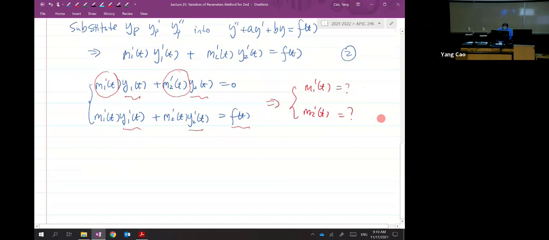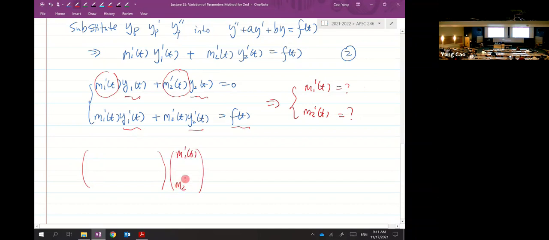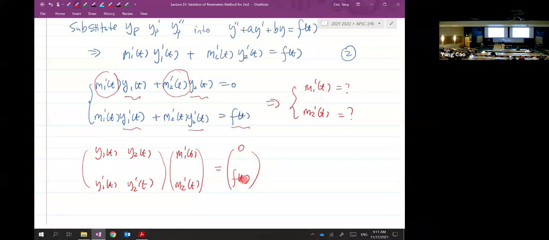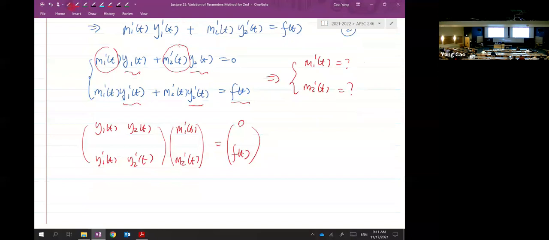Okay, so let's do a little bit of linear algebra here. I have two equations. Then I'm going to write these two equations using matrix format. The unknown here is m1 prime and m2 prime. The matrix here is y1 of t, y2 of t, y1 prime of t, and y2 prime of t. And then here 0 and f of t. So that equation is written in matrix form. This is basically your matrix A, this is your vector V, and this is a vector B. It's like you have A times V equal to B, and you're trying to solve for the V here.